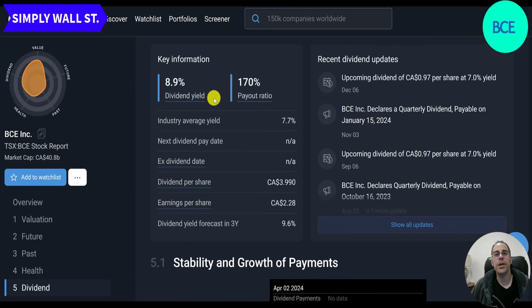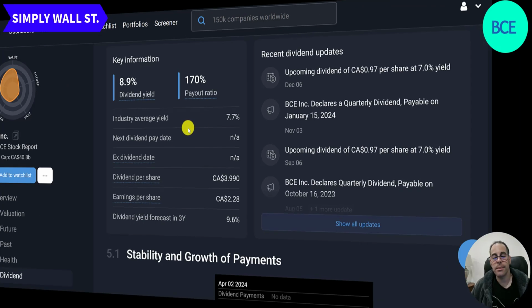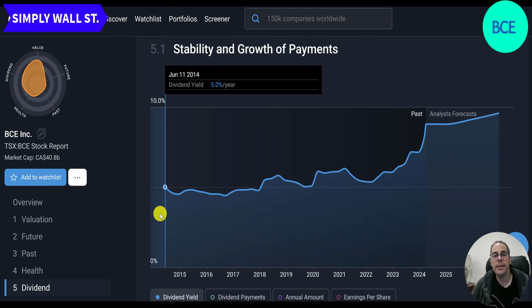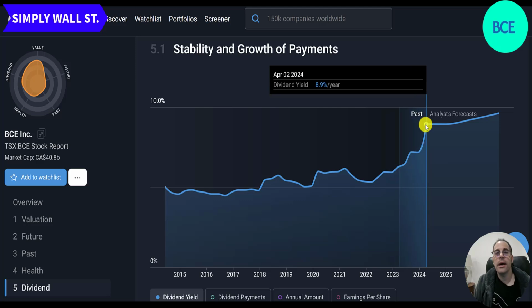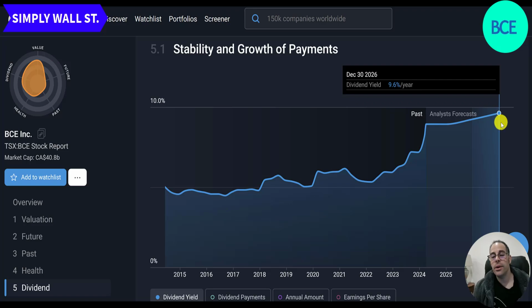Look at their payout ratio, 170%. If it's over 100%, that means their net income is lower than their dividend. That's not really sustainable. Even though they have a lot of debt, the stock's going down, they still continue to pay a nice dividend. It was 5% in 2014. Now it's close to 9% because the stock price came down so much. So either the stock price will go up or they need to cut their dividend to be more in line with the stock price. But the forecast is for their yield to grow close to 10% by 2026.